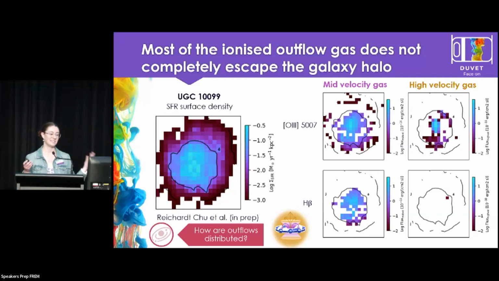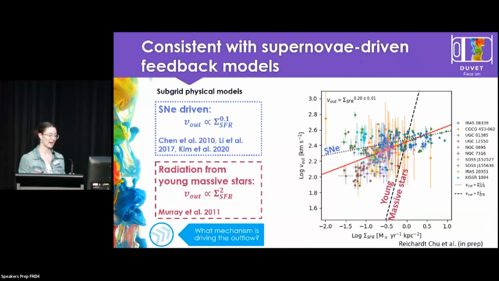So now we know how they're distributed. We want to know what's driving them. So this is a plot of the outflow velocity, the maximum outflow velocity, so we're going back to that single velocity again, plotted against the star formation rate surface density. And we have different subgrid physical models which predict what this relationship should be depending on what's driving the outflows. And we find that our outflows are consistent with being driven primarily by supernovae.